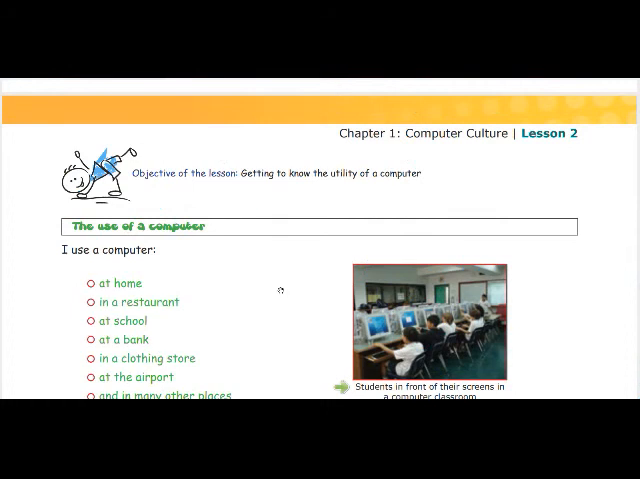Lesson 2, Chapter 1, Computer Culture for Grade 2. In this lesson, we will discover the utility of a computer, why I use it, and the meaning of the word data.